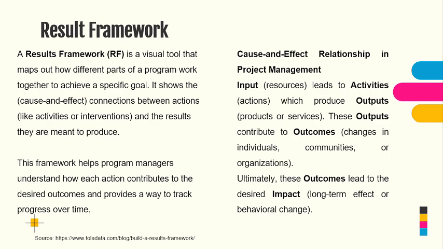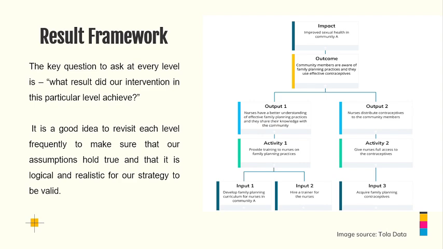So whatever activity that we're planning to do, you need to ask yourself, what is it changing? How is it affecting the overall goal? So the key question to ask at every level when you're developing or reviewing your result framework is, what result did our intervention at this particular level achieve? Right? So we did this training, but what did it achieve? Did it change the knowledge? Did it improve the knowledge? Did it improve access to that particular product? Those are some of the things that you need to ask yourself as you're trying to review your program.